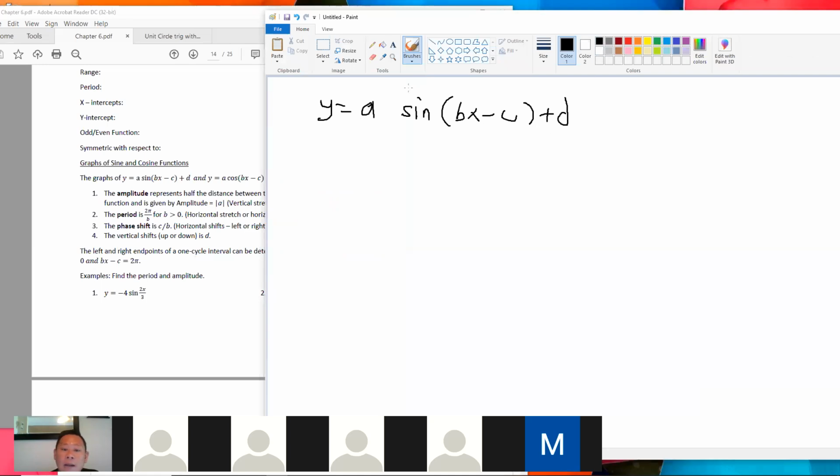For cosine, it doesn't matter whether you use sine or cosine, they are the same. The only difference is that the graph is a little bit off. The sine wave and the cosine wave are a bit different.